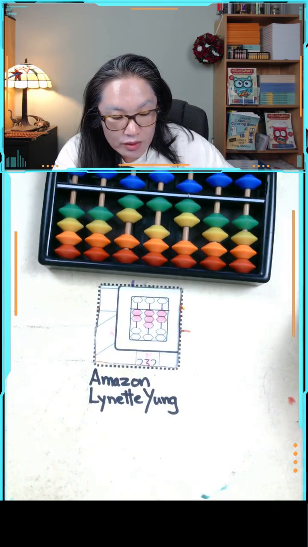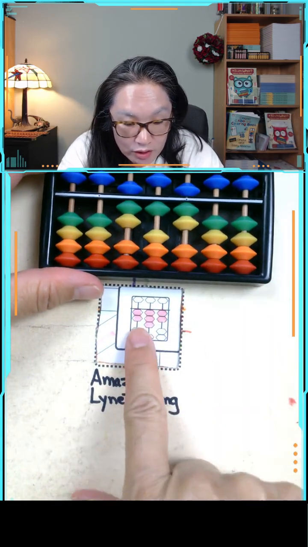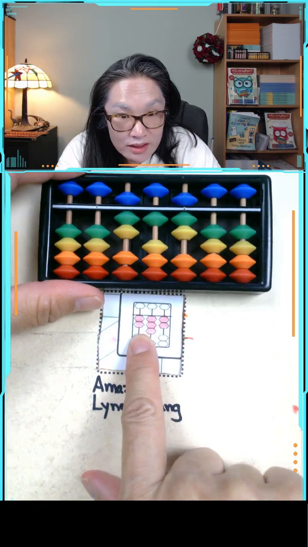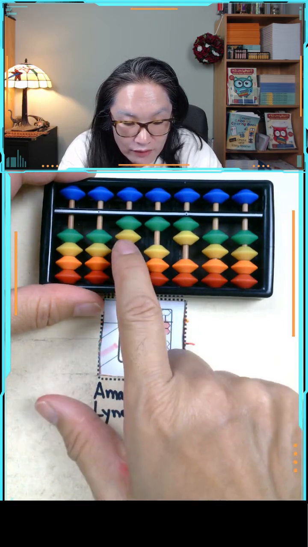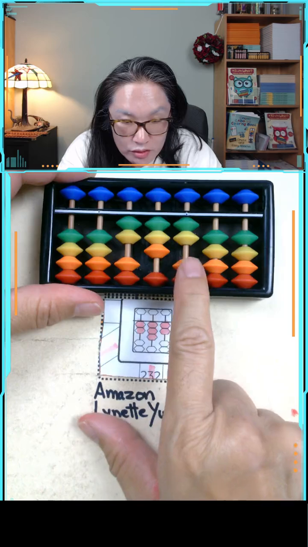717. So what we're doing is we're learning how to read the abacus. Oh, look. When you see, none of the beads are touching the horizontal bar. So that is what it is. So we have 2, 3, 2.